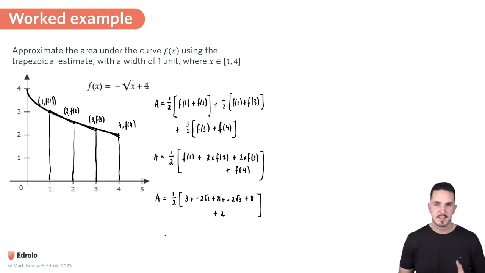Now to evaluate this in a CAS or any scientific calculator, the area is going to be equal to 7.35 units squared.